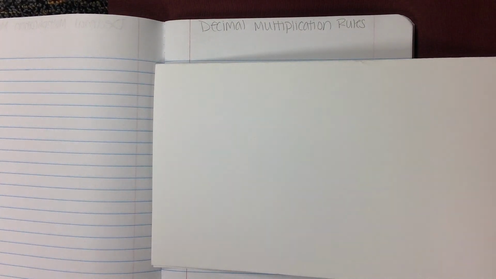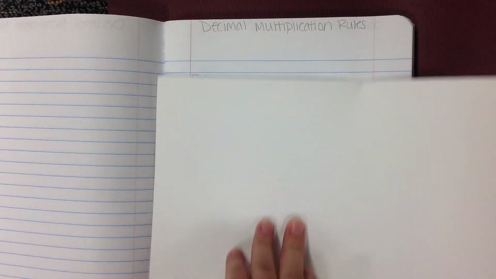Hello students. The next entry in your interactive notebook is going to be on the next odd page, and the title is Decimal Multiplication Rules. Decimal multiplication rules. Make sure you add this into your table of contents. And we're going to go ahead and copy down the rules.